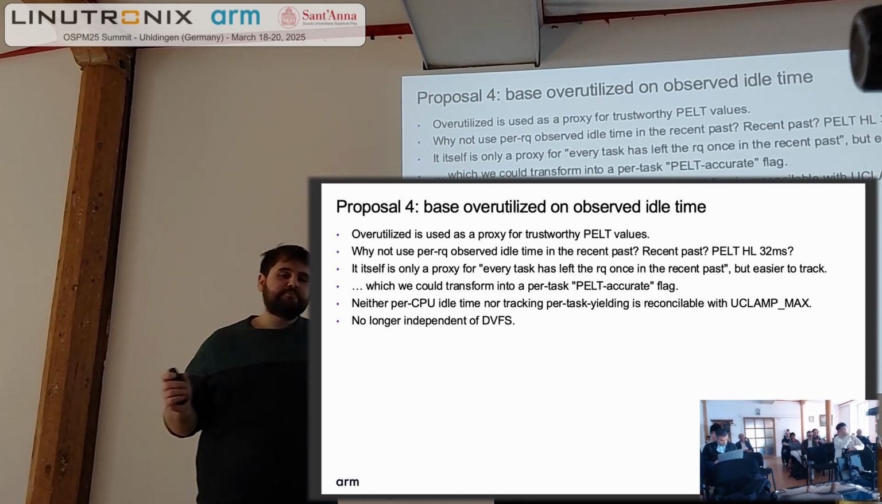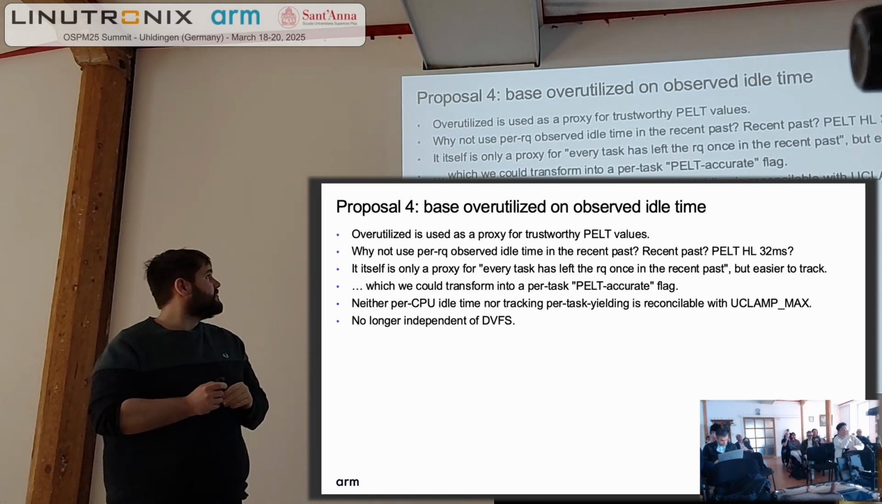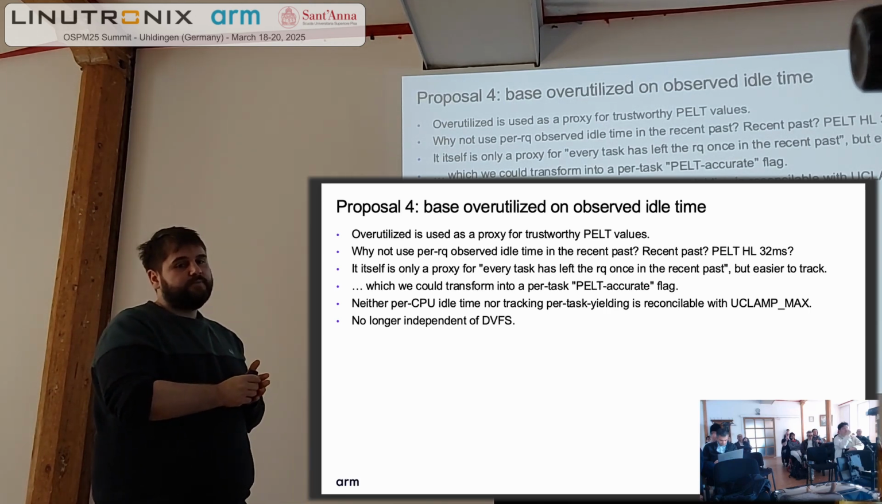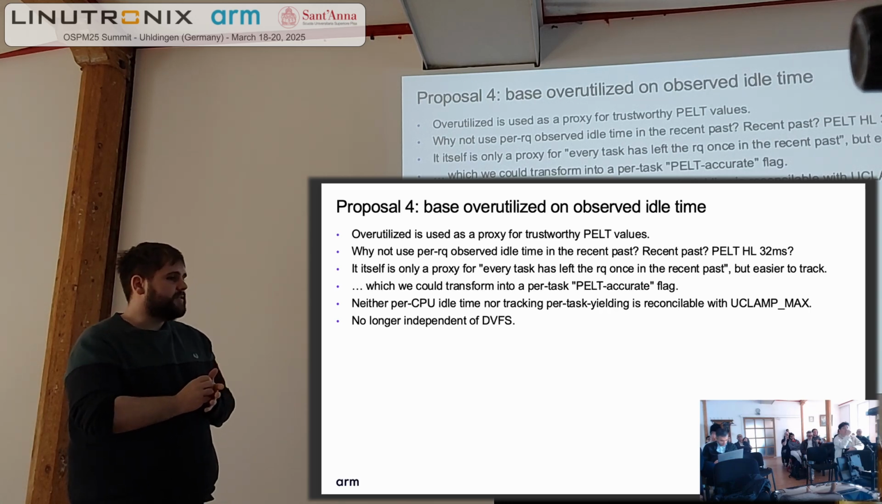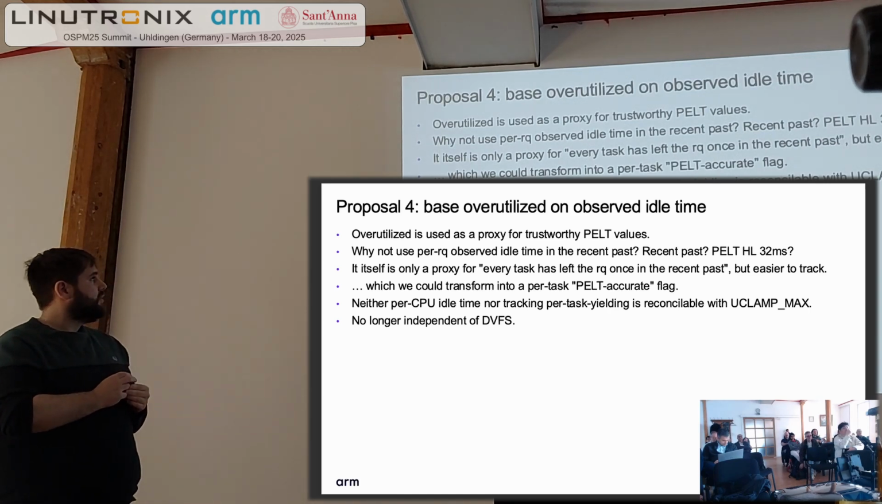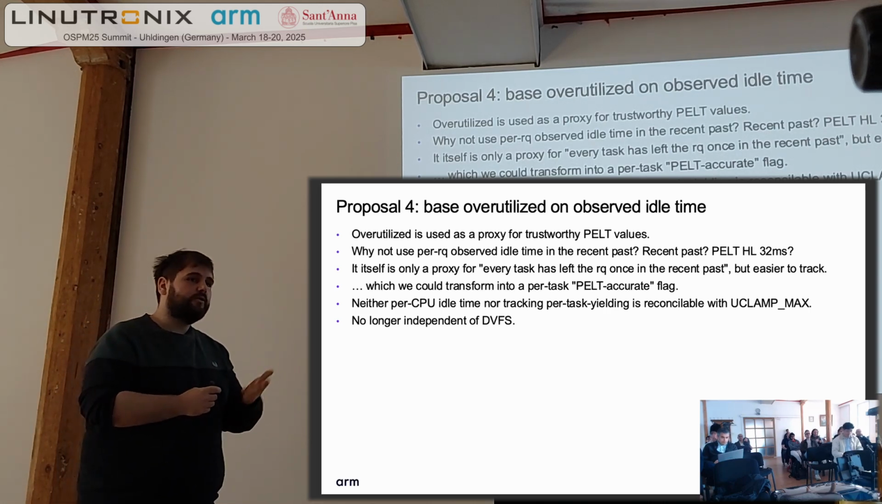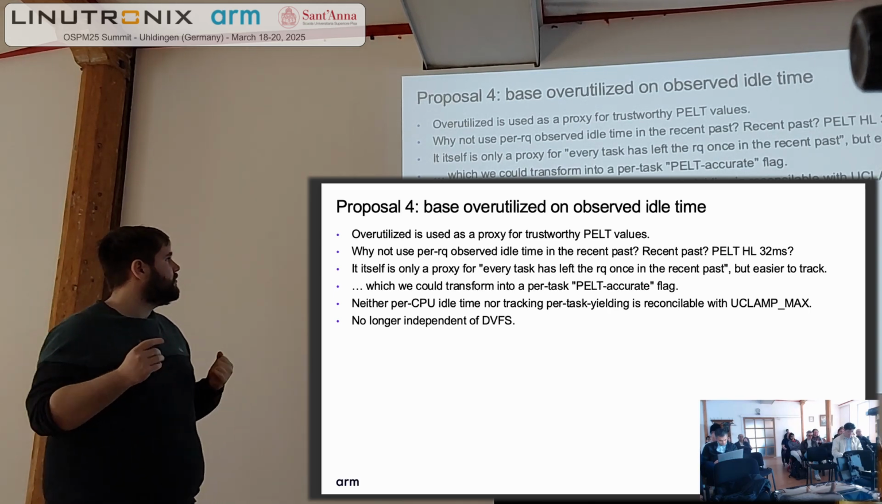Yeah, the mainly discussed one was actually basing this on idle time, and it's been discussed now again. So if we consider overutilized as a proxy for PELT being trustworthy, then we can base this on idle time. So every CPU should have seen some idle time in the recent past. What does recent past mean? I don't know, probably something on the order of the PELT half-life, maybe twice the PELT half-life or half the PELT half-life, something like that.